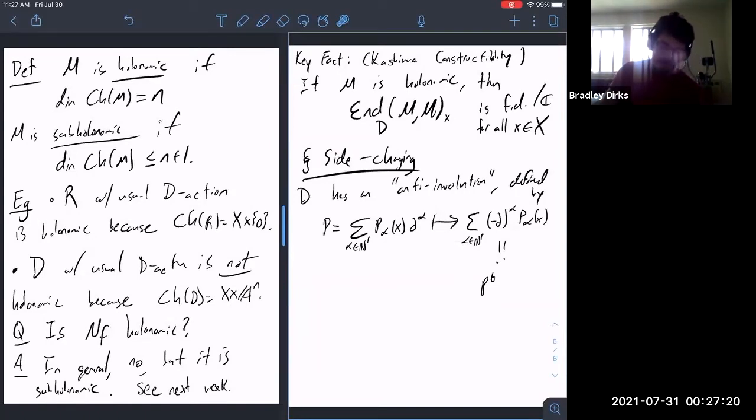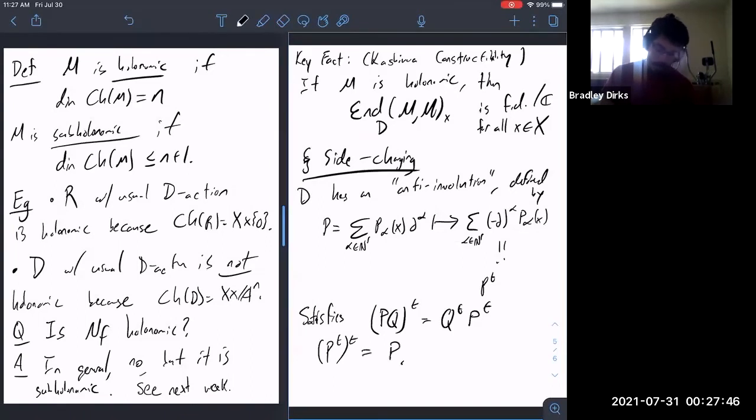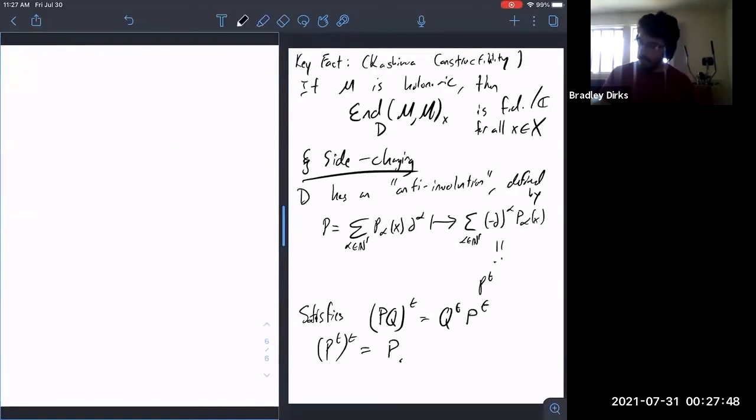So this is the classical adjoint. And so this satisfies: if I look at the product of two elements and take their classical adjoint, that switches the order and then takes the adjoint of both of them. And also, it's an involution, so if you do it twice, you get P back.